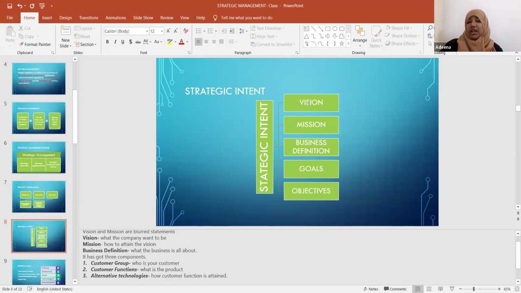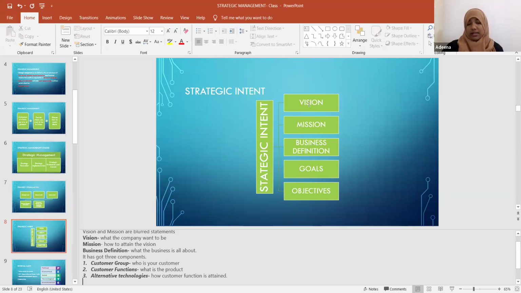So strategic intent consists of vision, mission, business definition, goals, and objectives. Vision is the founding fathers' ideology of the company. Mission is how we are going to attain the vision. Then the third is business definition, that is the understanding of all about the business.